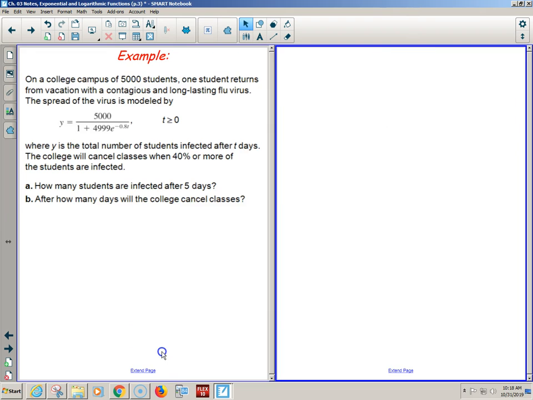Let's see another one. Hey, this isn't bad. There's no scatter plot. There's no random table, which we didn't have to do anything with anyway. There's, very timely, a virus going around a college campus. The college campus only has 5,000 kids. Wait, that equation, it looks like something. What does that look like? Yeah, close. Logistic. Logistic growth.